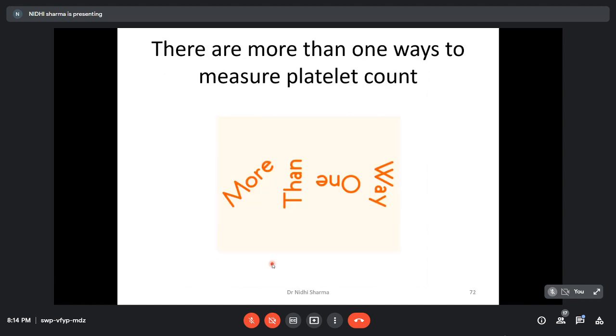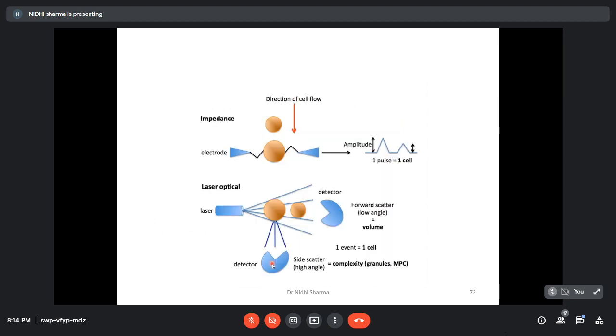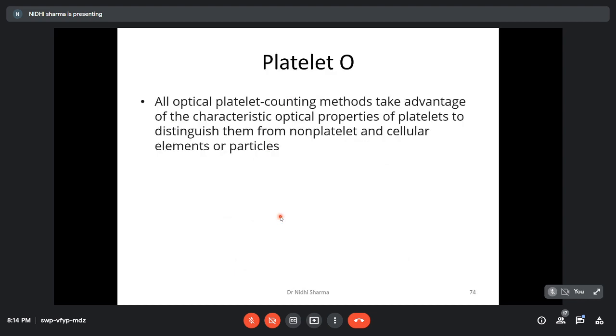And therefore, the analyzer has more than one way of counting the platelets. The way that we have discussed till now is called platelet I or platelet impedance. We also have another method wherein laser optical comes into the picture. Now we are looking at the platelet particle and using side scatter at high and low angles. The platelet counted by using these properties of platelets is called platelet O.